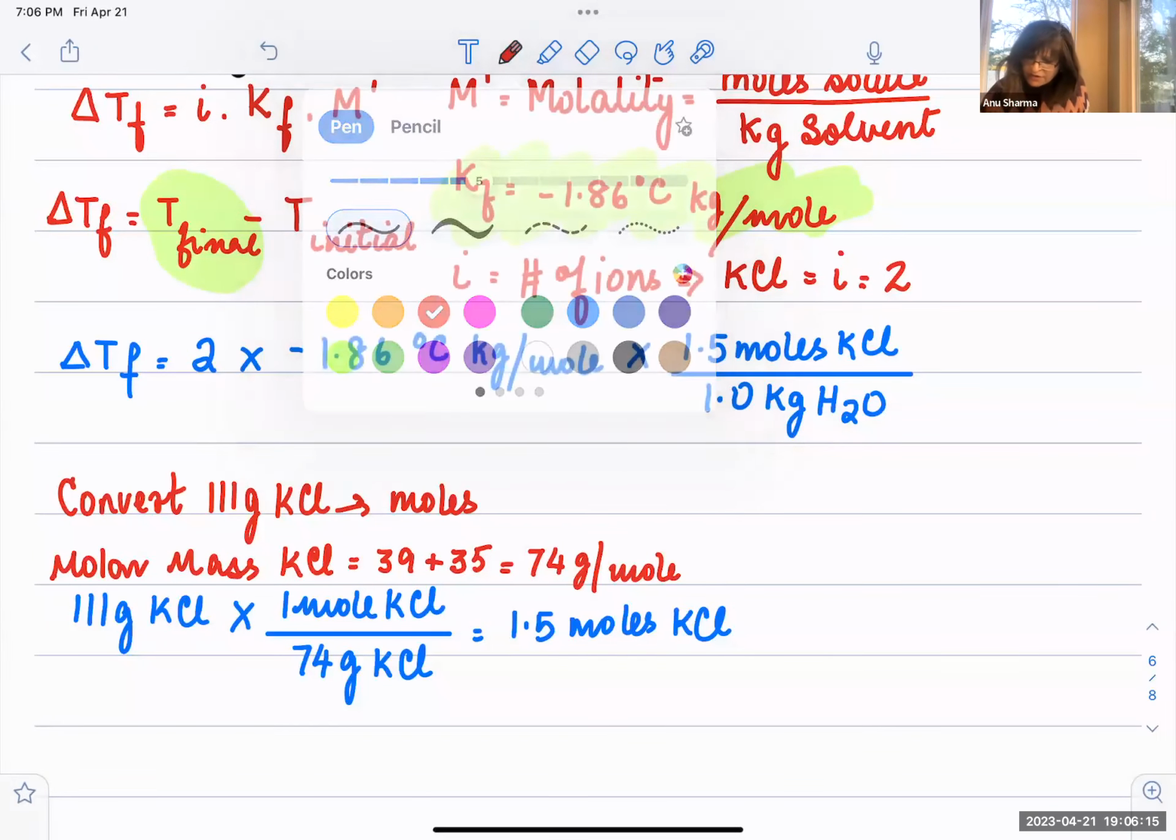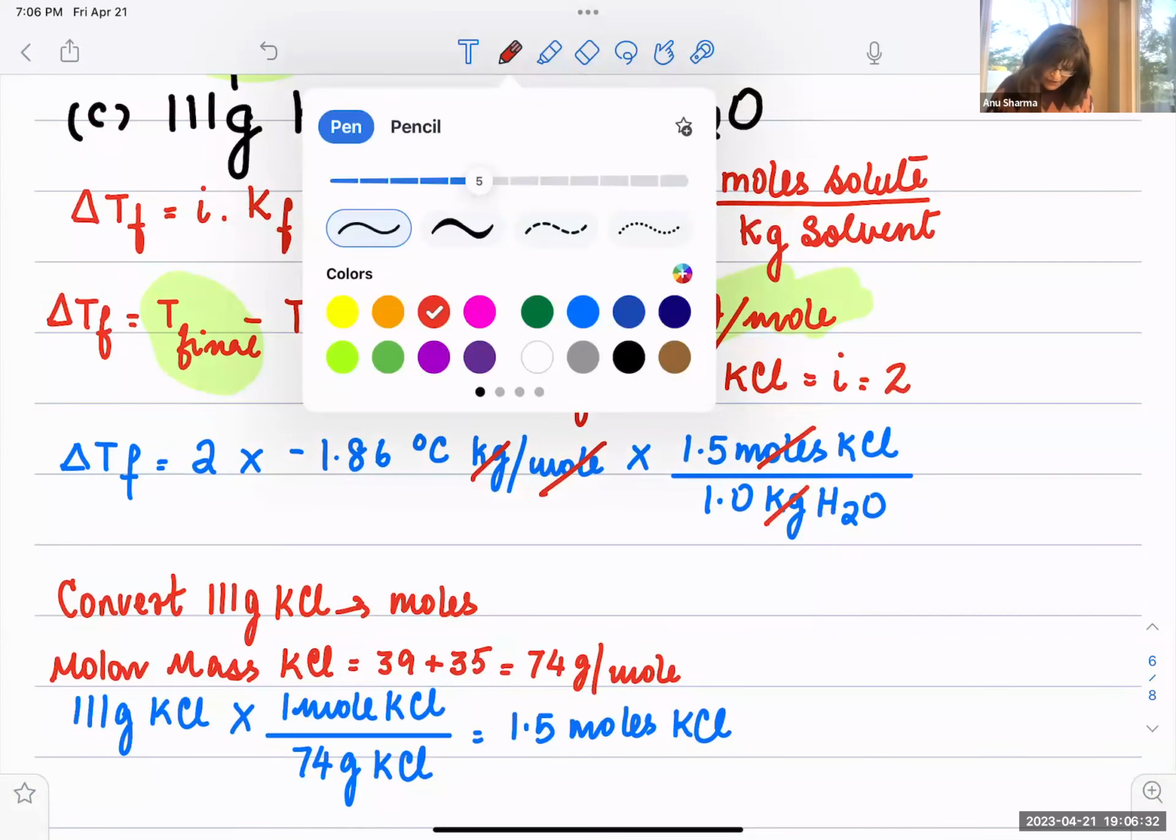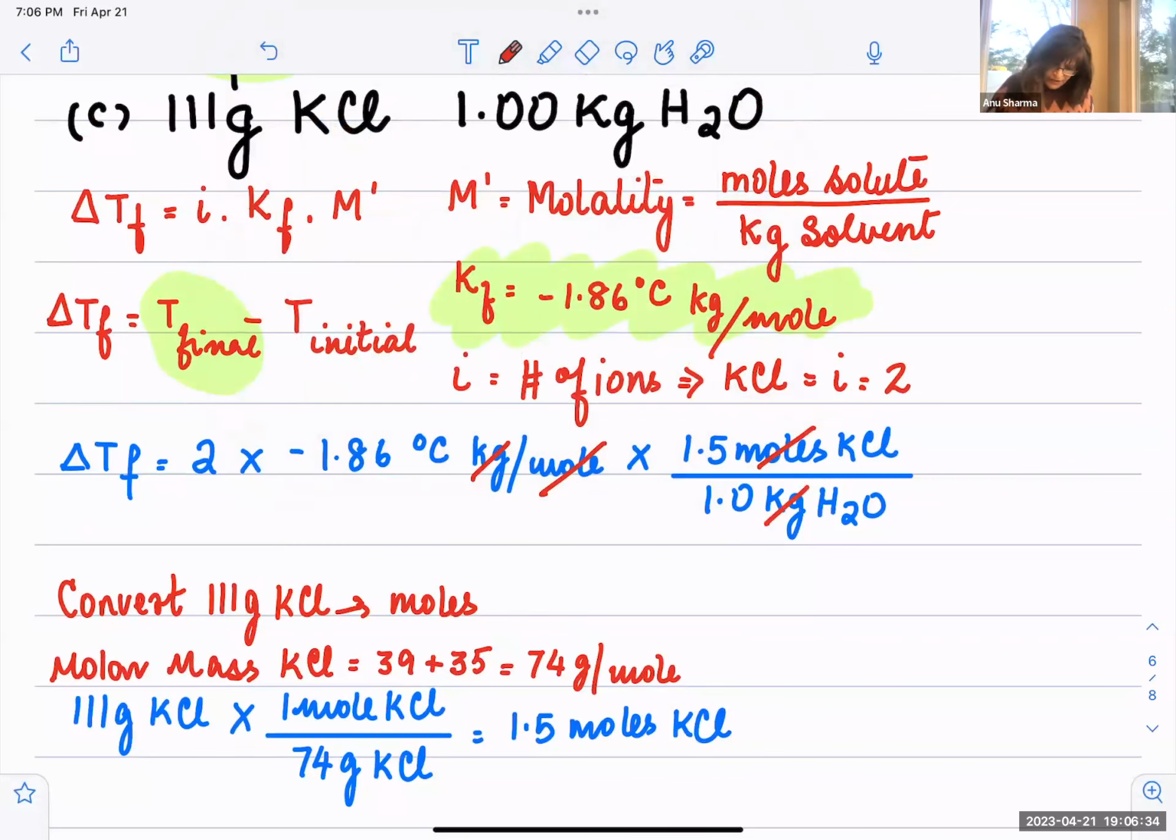Here we see that the moles and moles cancel out, kilograms and kilograms cancel out, and we are just left with the unit of degrees Celsius. So let's multiply this: 1.5 times 1.86 times 2, and you get 5.58 divided by 1, so 5.58 degrees Celsius. That is the change in the freezing point.